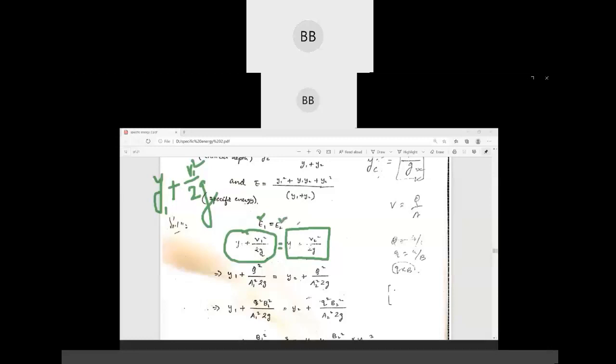Okay. So as y1 and y2 are the alternate depths, we are replacing that velocity by Q by A. So that is why y1 plus Q square divided by A1 square, because here the depth of flow is y1, that is why A1 square twice g, is equal to y2 plus Q square by A2 square twice g. We are replacing velocity by discharge divided by area.